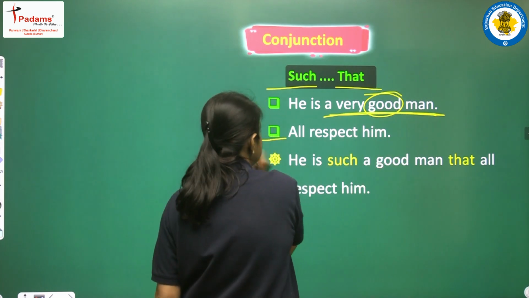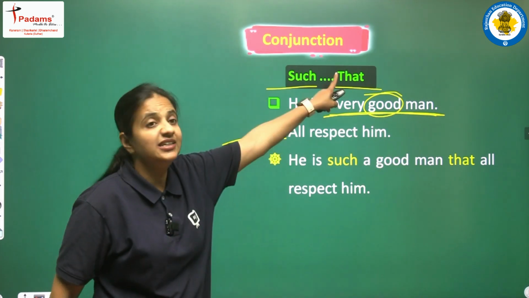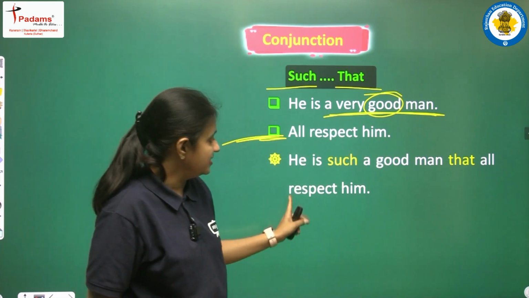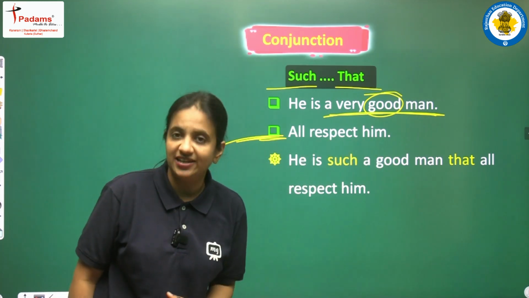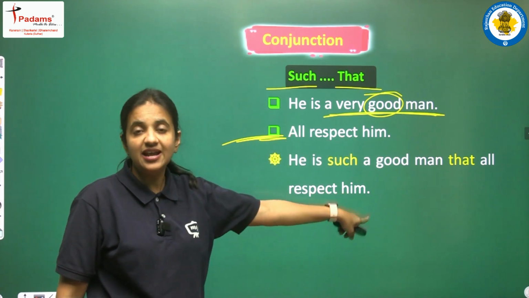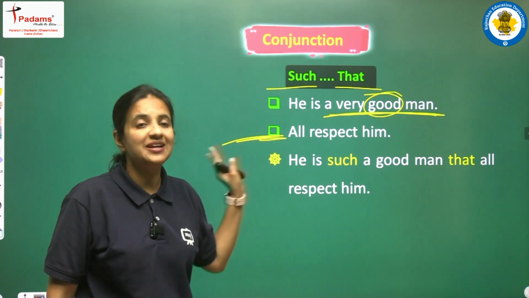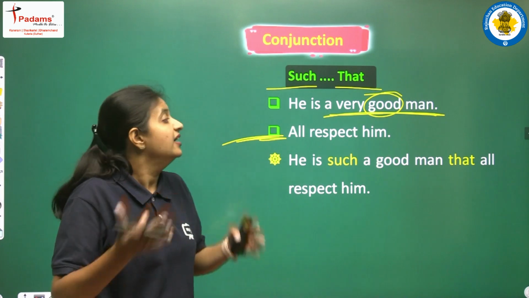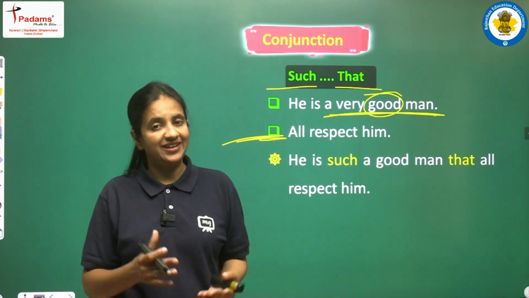Next, before the second sentence we have to write that. So we are writing that, and then after that we have to write the second sentence as it is without making any changes. So yes, we are writing all respect him here as it is. So in this manner the complete sentence will be he is such a good man that all respect him.